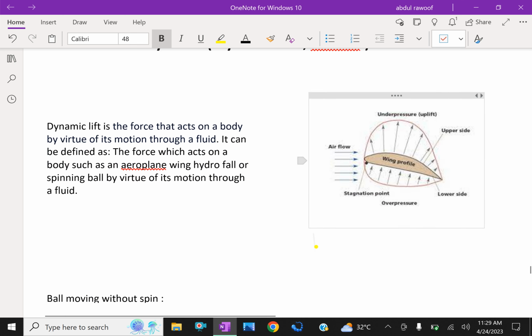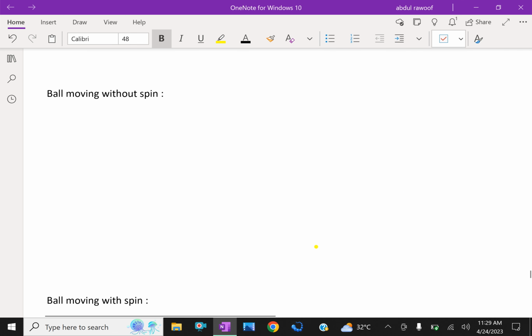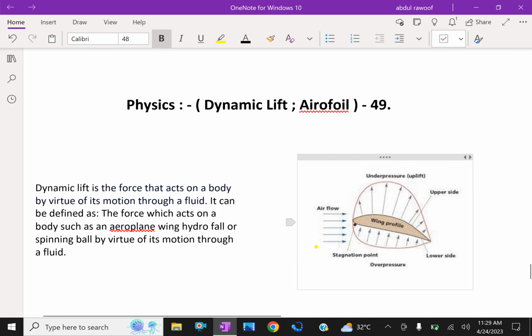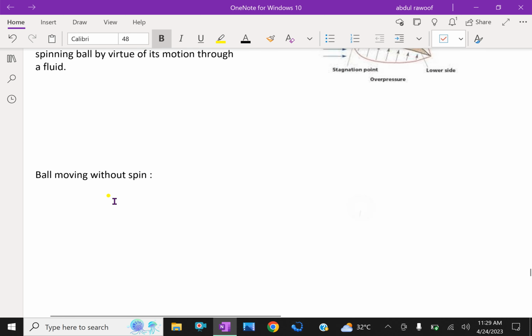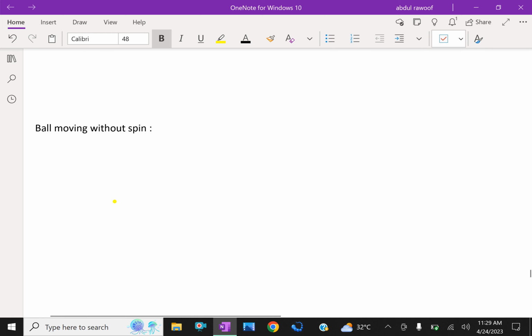Now, look here: a ball moving without spin. This ball is moving through the air without spinning itself. These are the streamlines around a non-spinning ball moving relative to a fluid.